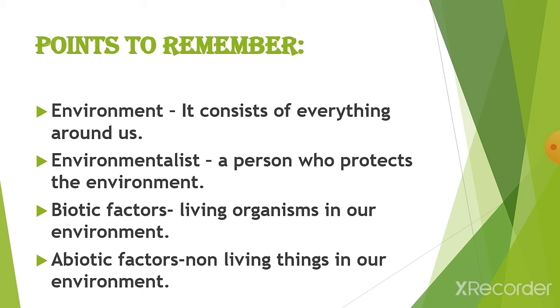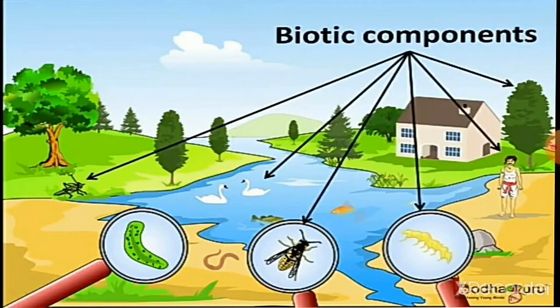Next, points to remember. What is environment? It consists of everything around us. A person who protects the environment is called an environmentalist. Next, biotic factors. Biotic factors means living organisms in our environment. Next, abiotic factors. Abiotic factors means non-living things in our environment.